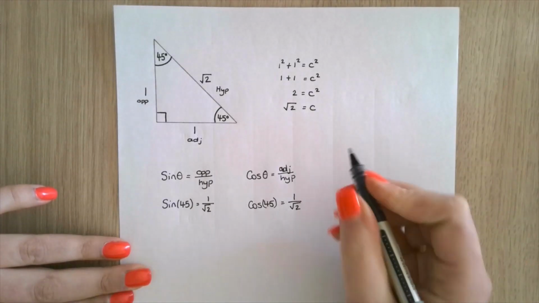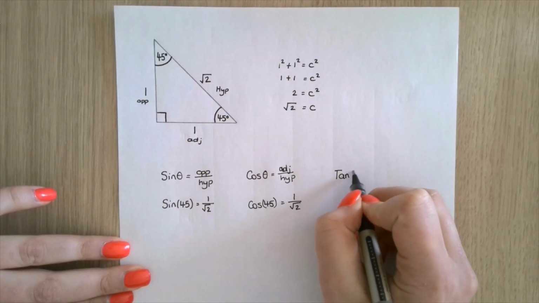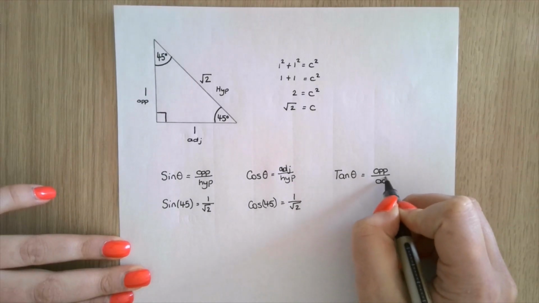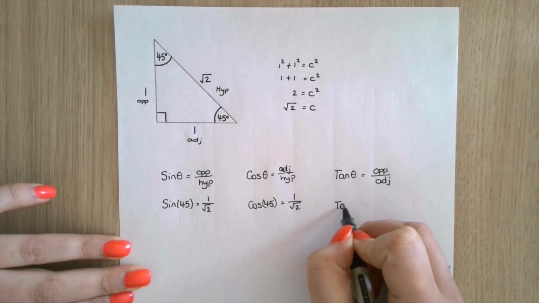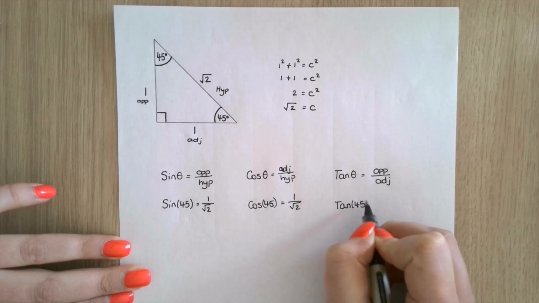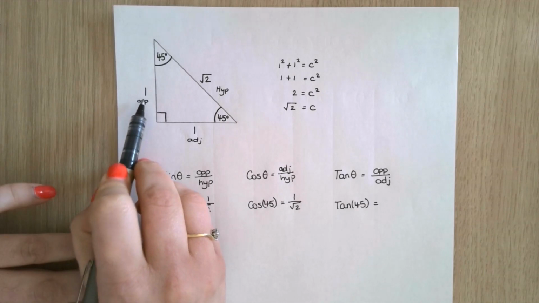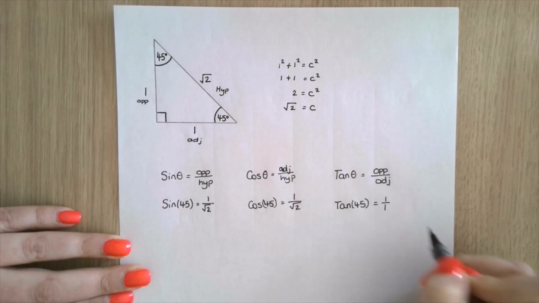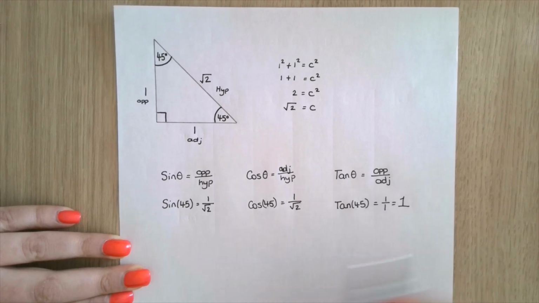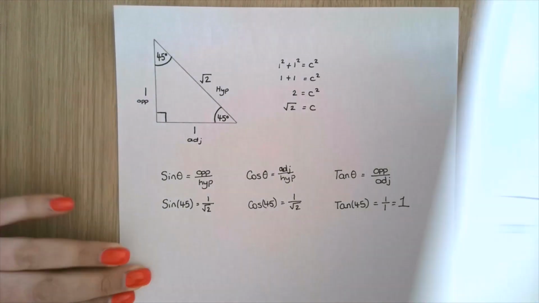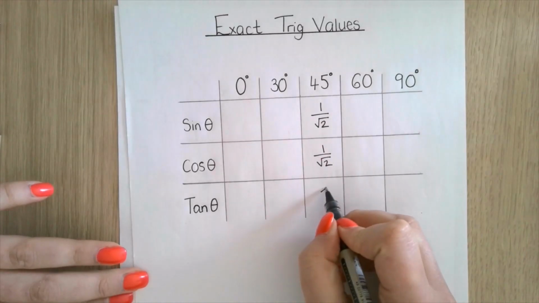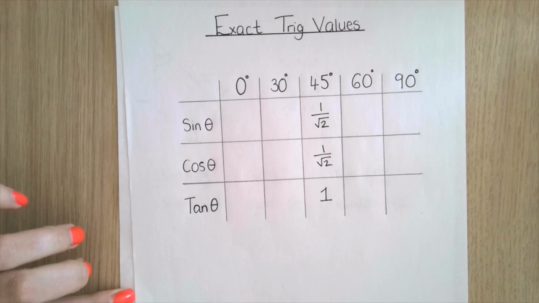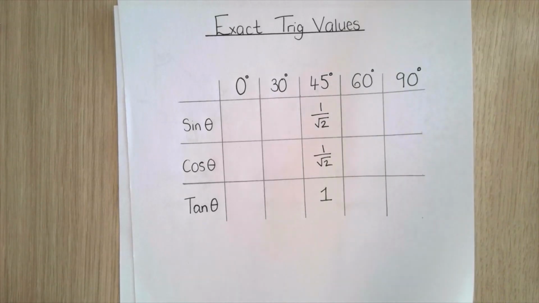And finally, tan theta is opposite over adjacent. So tan 45 is my opposite, which is 1, over my adjacent, which is also 1, so 1 over 1, which is just 1. So again, I can fill in that value there. So that's how I work out the values for the functions of 45 degrees.